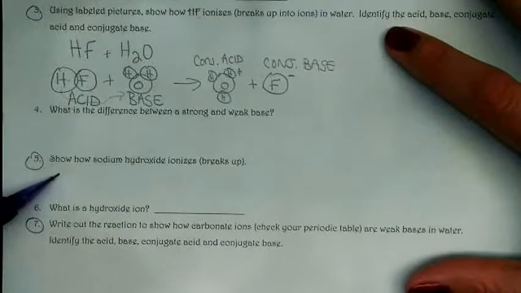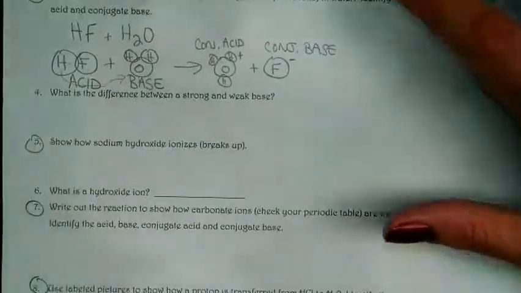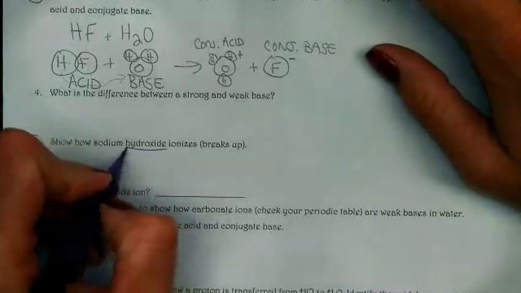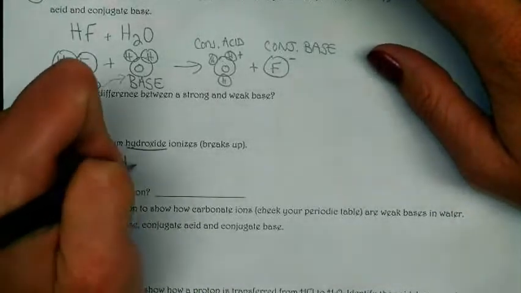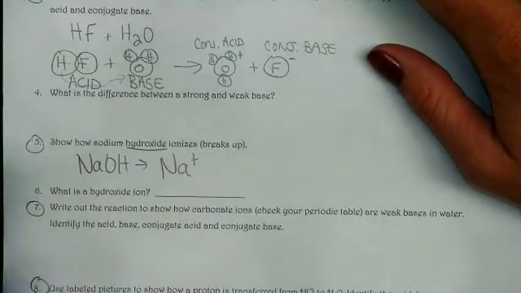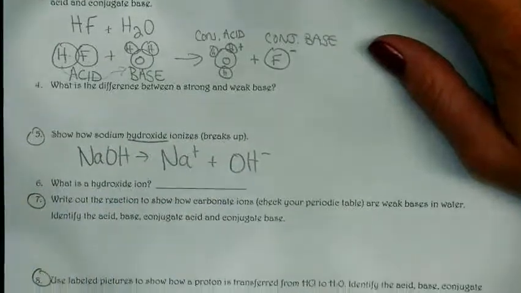Then looking at number 5, showing how sodium hydroxide ionizes or breaks apart. We hear the hydroxide in there, which tells us this is the base. So our NaOH simply breaks up into sodium, which is a cation, and then hydroxide has a negative charge on it.